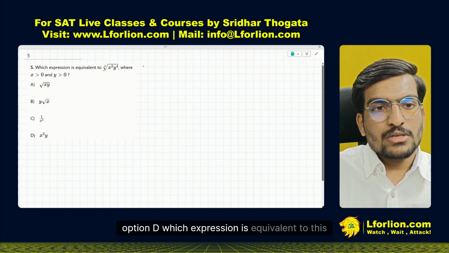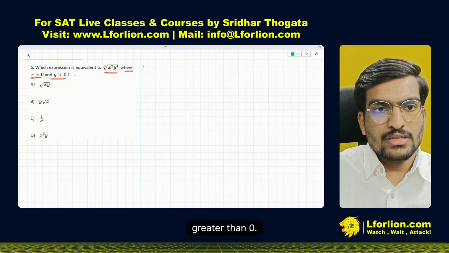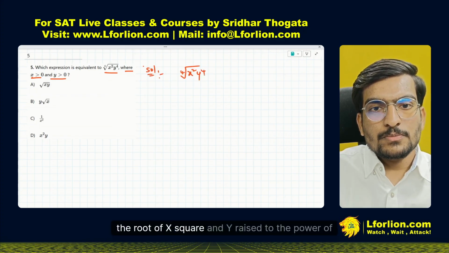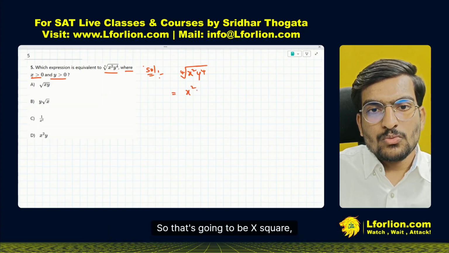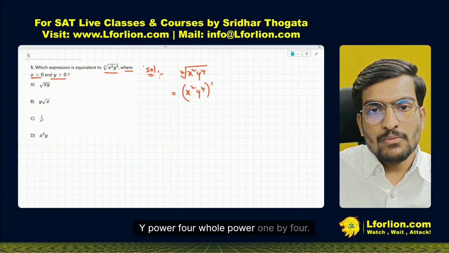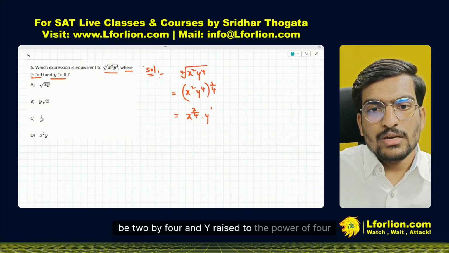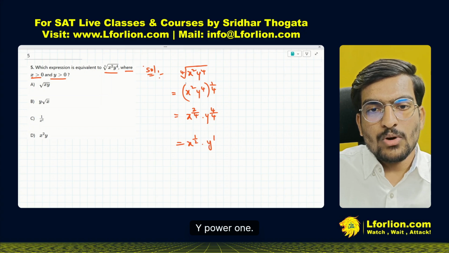Which expression is equivalent to this, where x value is greater than 0 and y value greater than 0? So just have to solve it. The root of x square and y raised to the power of 4. So that's going to be x square y power 4 whole power 1 by 4. Now bring in that 1 by 4 inside. So it's going to be 2 by 4 and y raised to the power of 4 by 4. So it's going to be x power 1 by 2, y power 1.